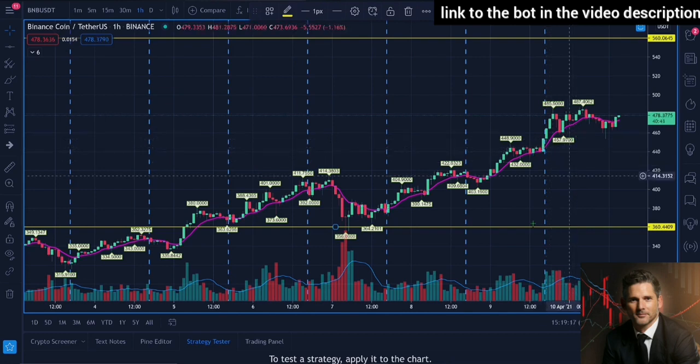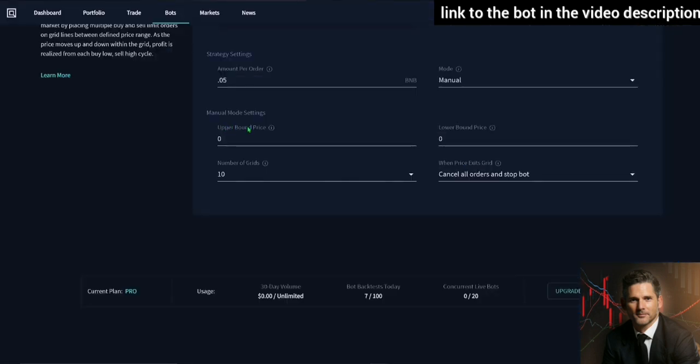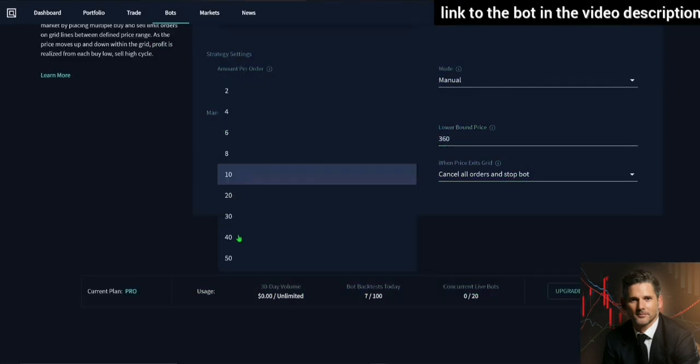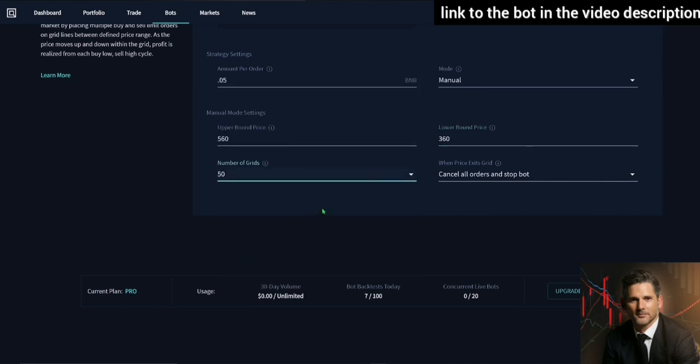So with all that being said, I'm looking at support down here around the 360 level for the lower level, and then my upper level, I'm going to give the bot some room to maneuver, so I'm looking at 560. And so if we jump back over to the bot, my upper bound price limit is going to be the 560, and then my lower bound price limit is going to be the 360. And then the number of grids I want filled in between there is actually going to be 50 grids.